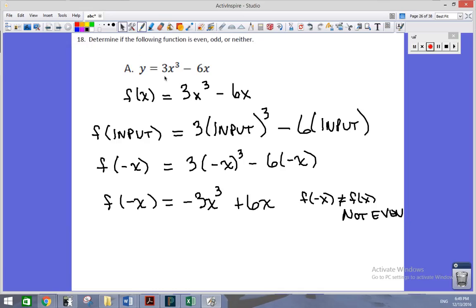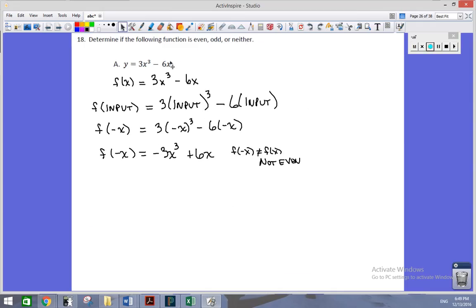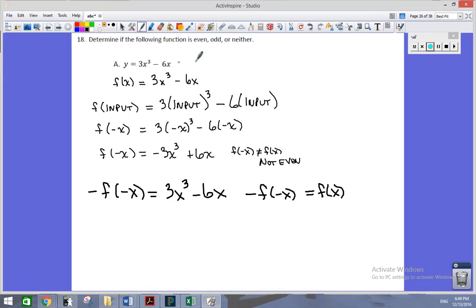Now, could it be an odd function? So let's take the opposite of this answer that I got here, f evaluated at negative x. So I take the opposite of every term. This negative becomes a positive, and this positive becomes a negative. I compare this expression against the original, and it's the same. So the opposite of f evaluated at negative x was equal to the original expression. That means that this original expression is an odd function, and it has symmetry with respect to the origin when you go to graph it.